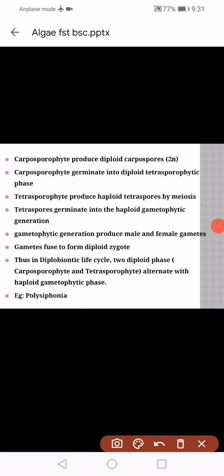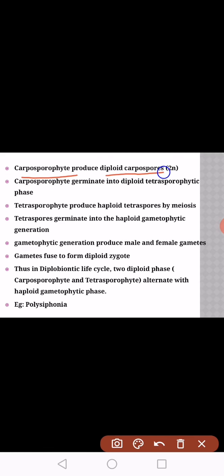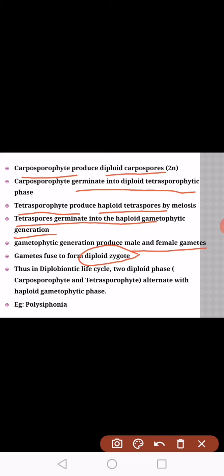Now this carposporophyte produces the diploid carpospores, and the carpospores germinate to form diploid tetrasporophytic phase. Now this diploid tetrasporophyte produces haploid spores called tetraspores by meiosis, and on germination these tetraspores develop into haploid gametophyte. And once again, from the gametophytic generation, male and female gametes are produced, and on fusion diploid zygote is formed. In this way the life cycle takes place. So thus in diplobiontic life cycle, two diploid phases, carposporophyte and tetrasporophyte, alternate with the haploid gametophytic phase. So example for this, Polysiphonia.